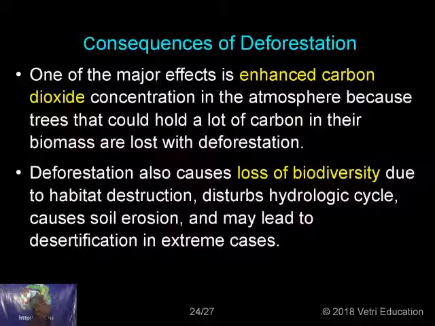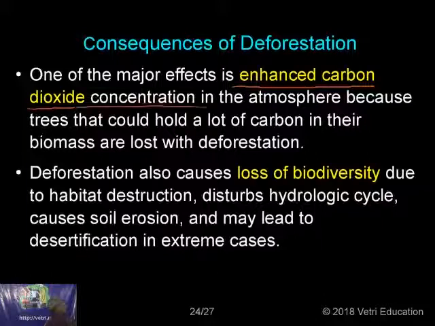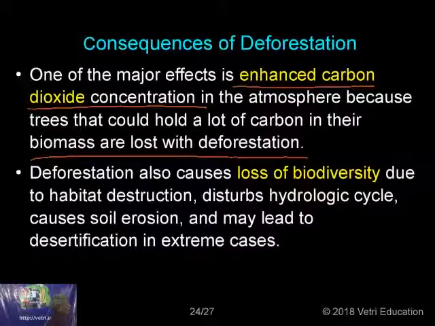Consequences of deforestation. One of the major effects is enhanced carbon dioxide concentration in the atmosphere. Because when there are no plants in this world, the carbon dioxide usage will be minimized. It is the plants which make use of carbon dioxide. So the plants are not there, and the carbon dioxide concentration will be increasing. That will result once again in acid rain and other related factors, because trees that could hold a lot of carbon in the air, biomass, are lost with deforestation.